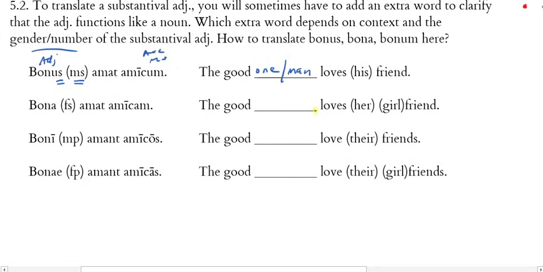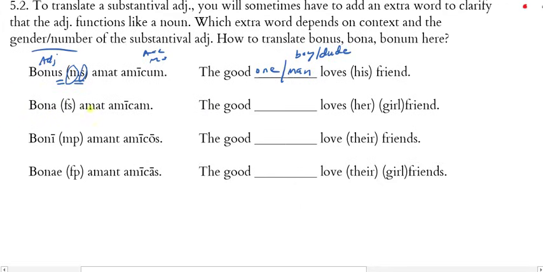Bonus is masculine singular, so I could say something like the good one, or I could say the good man. Or if in the context we're not talking about men but boys, then it could be the good boy, or maybe the good dude, okay? But any of those things are singular because it's a masculine singular adjective, right? And then each of these are gendered terms to reflect that this is a masculine singular substantival adjective.